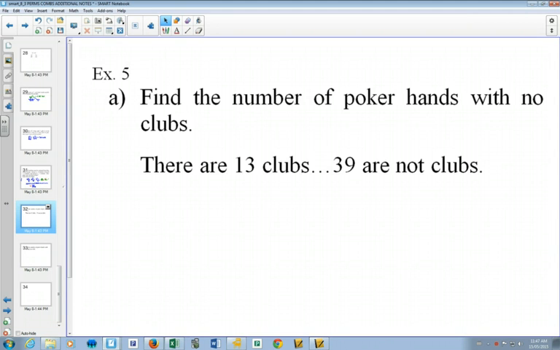So we got a couple more questions here. Find the number of, oh, should we wait until Tuesday? Yes. Okay, you can work on the homework. I'll give you an additional handout as well.